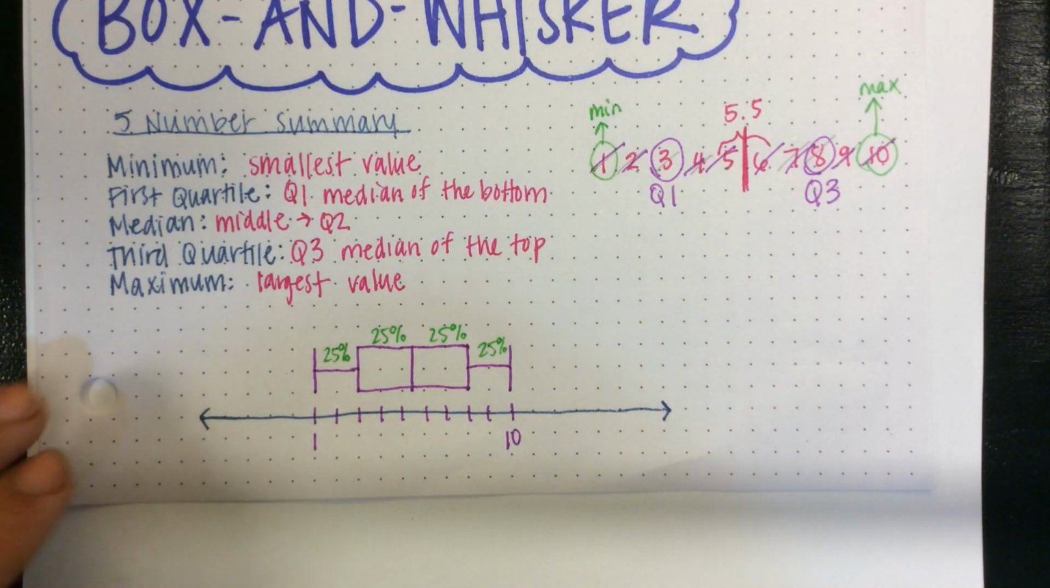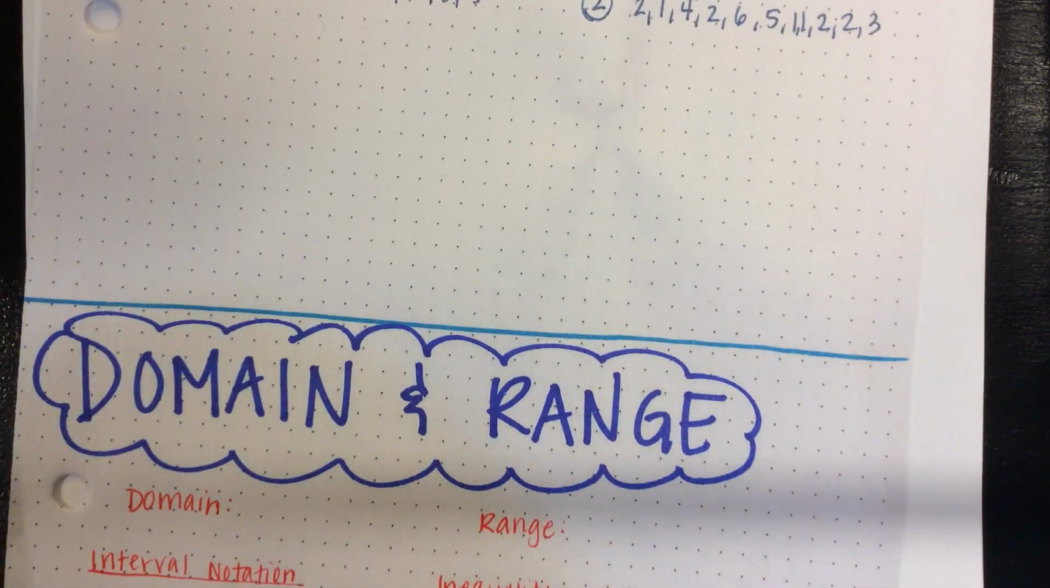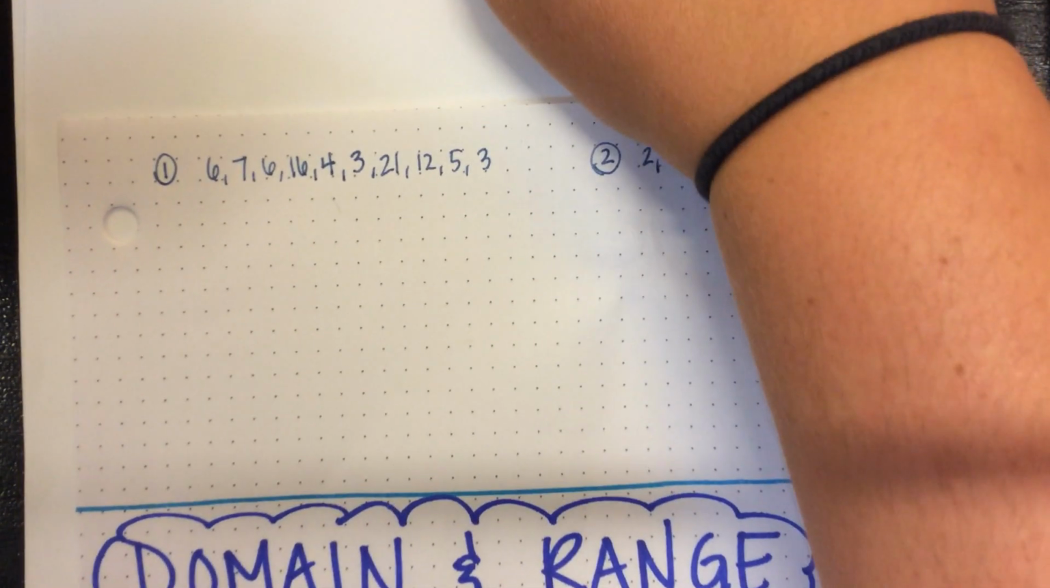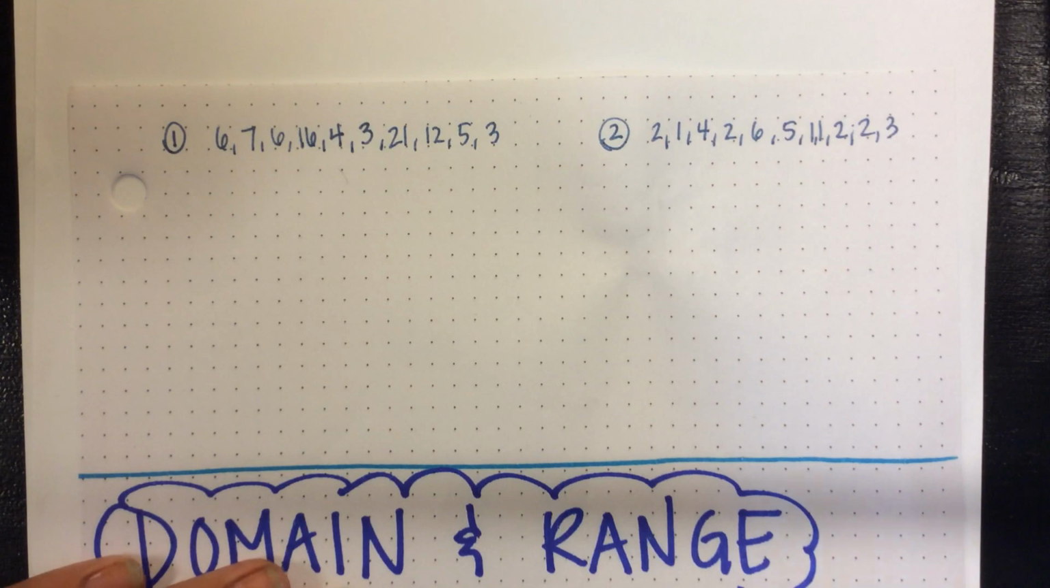Okay, so we've got two examples, and the second one will be a little bit easier because I'll show you how to do it on the calculator. All right, so the first one, before we can find anything, you've got to put it in numerical order. Every single time, it's always got to go in numerical order.